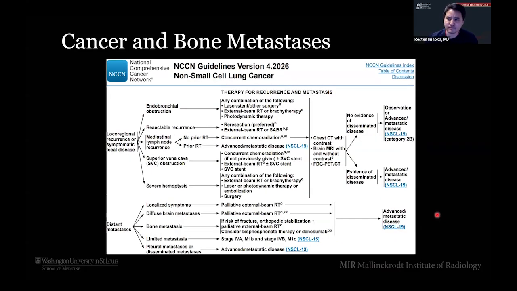But on the other hand, you get a flow chart like this. So this is for non-small cell lung cancer, which, as you may remember, I pointed out earlier is the number one primary to metastasize to bone. If we look down here in the bone metastasis section, they talk about things like orthopedic stabilization. Maybe you consider palliative external beam radiation therapy or bisphosphonates, right? But there's no mention here of any percutaneous ablations or augmentation or anything like that.